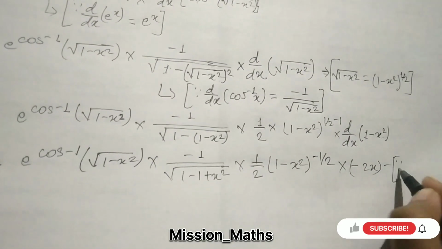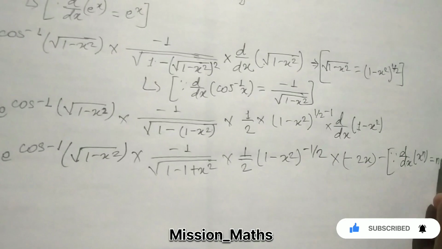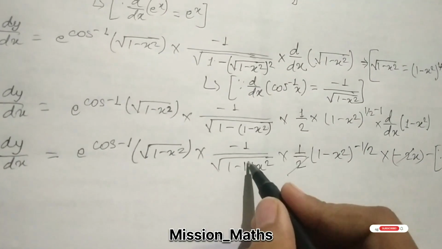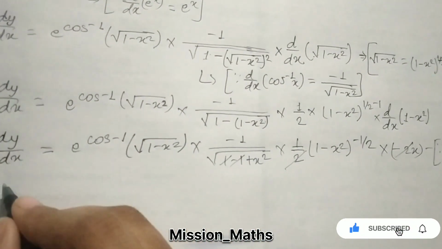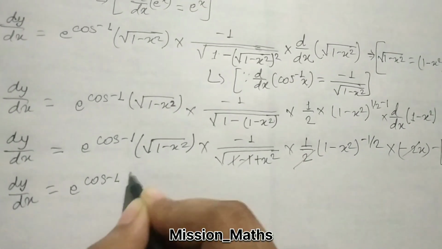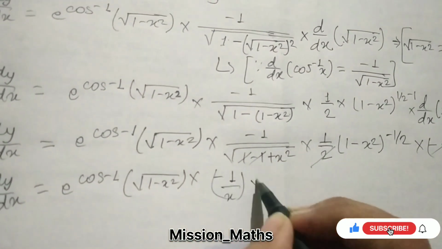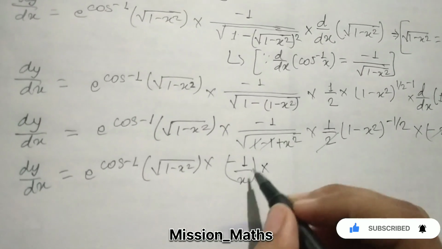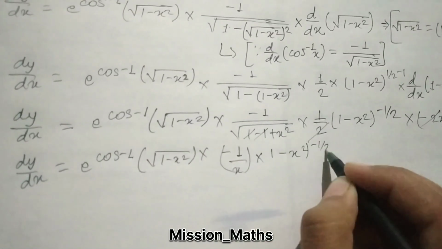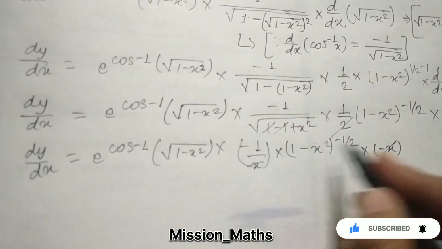because of this formula: differentiation of x raised to n with respect to x is equal to n x raised to n minus 1. Here these 2 will cancel, minus 1 will cancel plus 1, and we are left with differentiation of y with respect to x equal to e raised to cos inverse root under 1 minus x square, into minus 1 upon x, because the square root of x square is x, into 1 minus x square raised to minus half into minus x. X will cancel this x and this minus will cancel this minus.